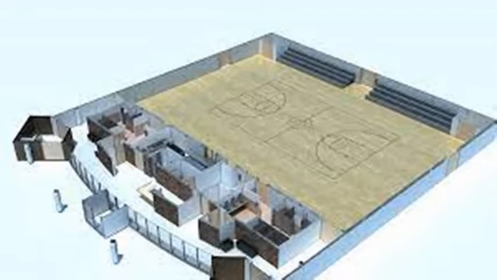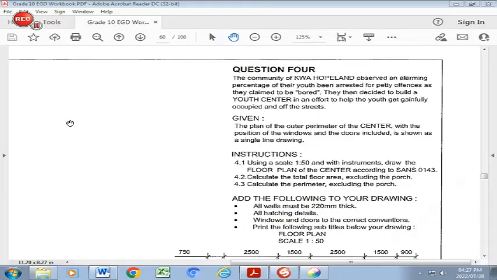So all sort of activities will be happening in this particular center, which will be a very positive contribution to the community of Hopeland. So you are the architect that will be assisting in completing the floor plan for this particular project, which will be submitted later to the local municipality.